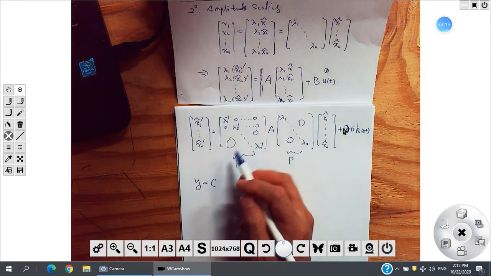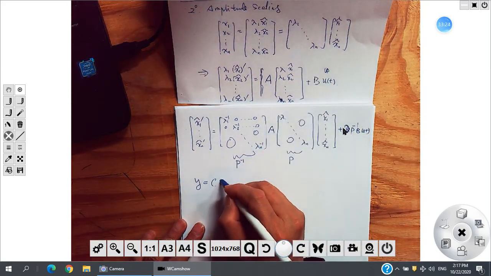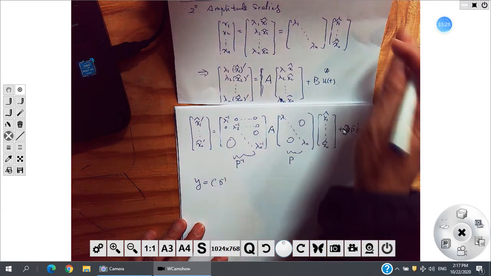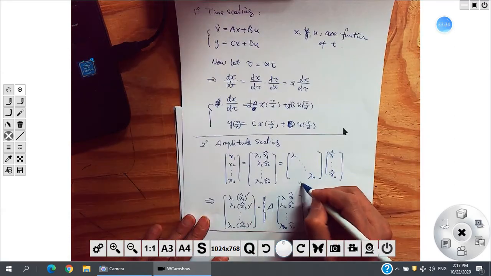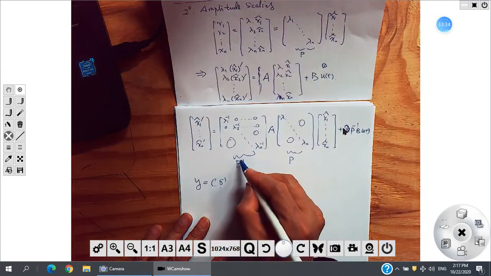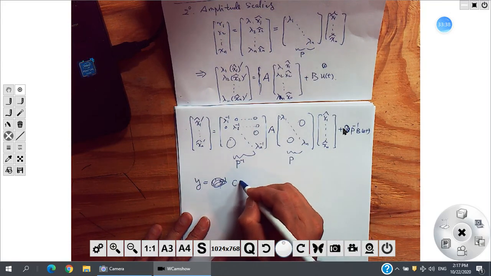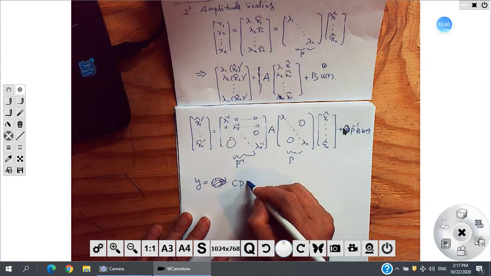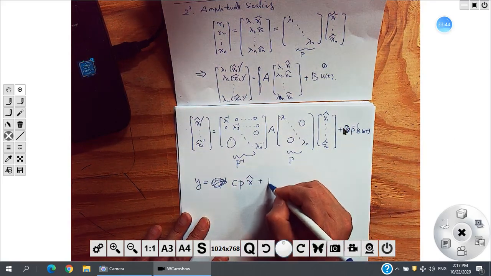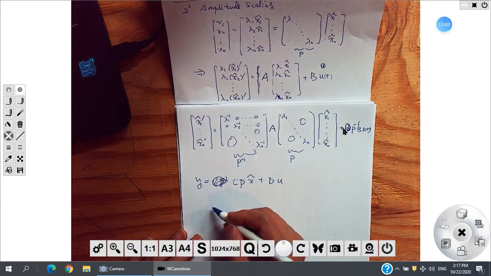Now x is this, this is p, and this is p inverse. I just use this as p. Sorry, here's p. Then this will be p inverse, this is p. Okay, I'm good. This is c times p times x hat, and plus d times u. Nothing changes on u. Alright, so we have this.